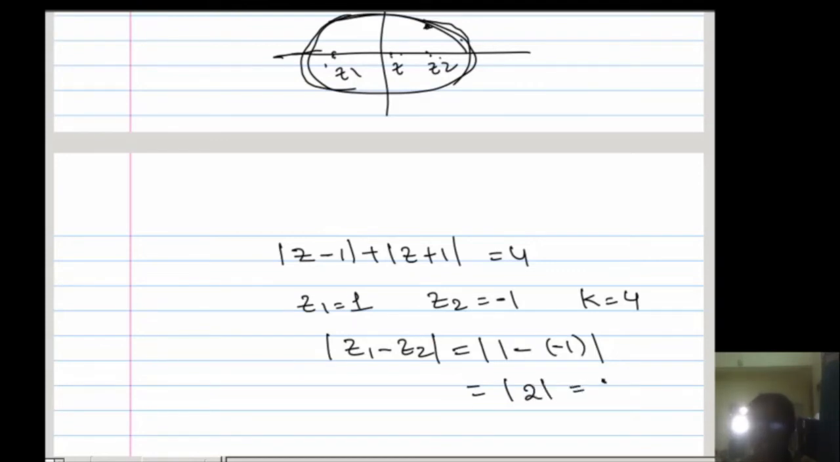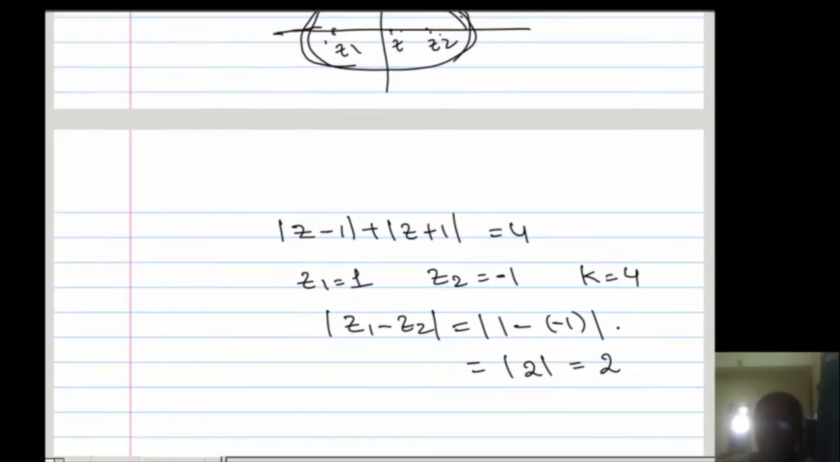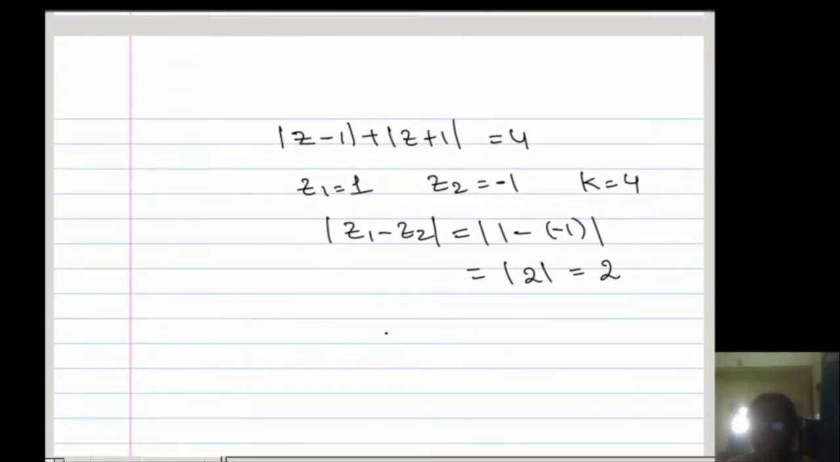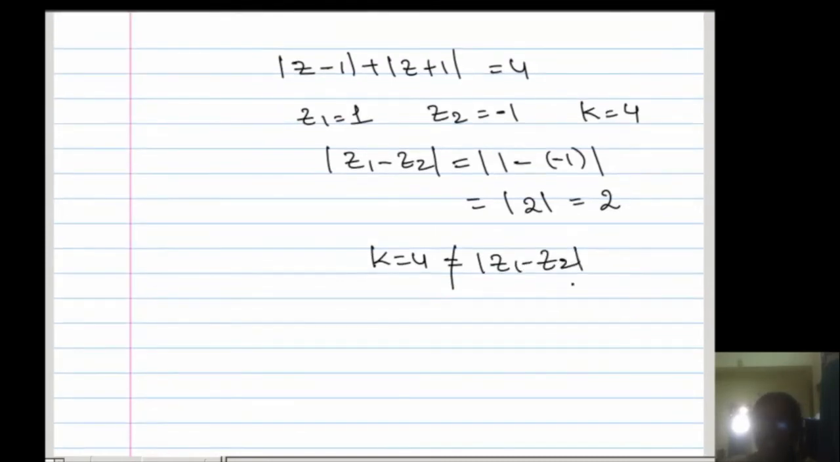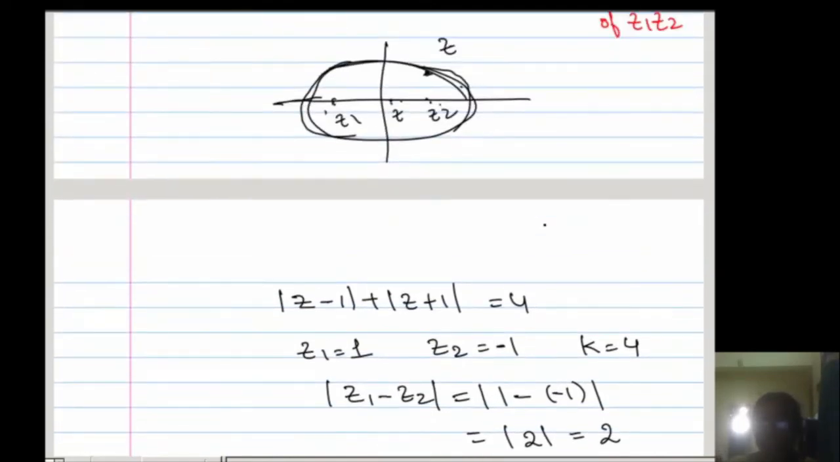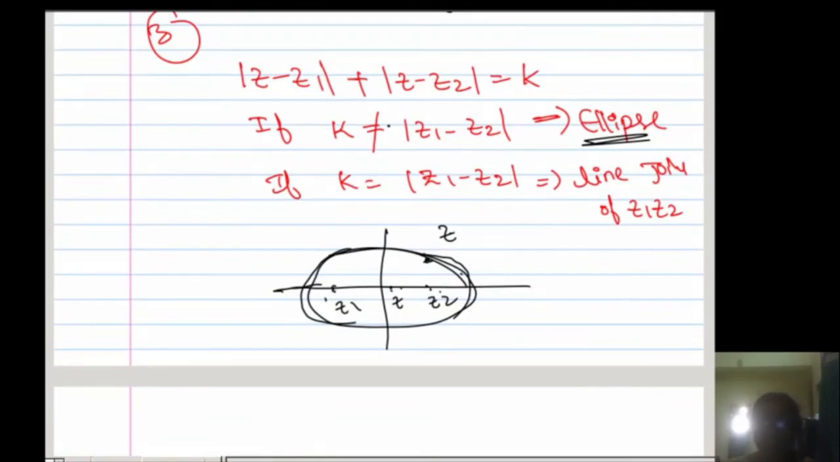So mod Z1 minus Z2 is equal to 2. Can I say that K is 4? But I got mod Z1 minus Z2 is equal to 2. So I can say that here K is not equal to mod Z1 minus Z2. What does K not equal to mod Z1 minus Z2 represent? It represents an ellipse equation. You can observe this standard form. So if K is not equal to mod Z1 minus Z2, it represents an ellipse.